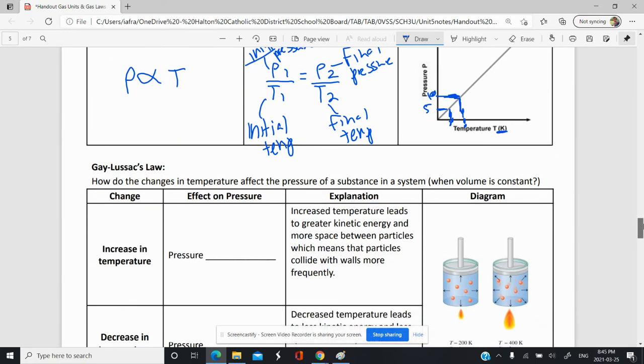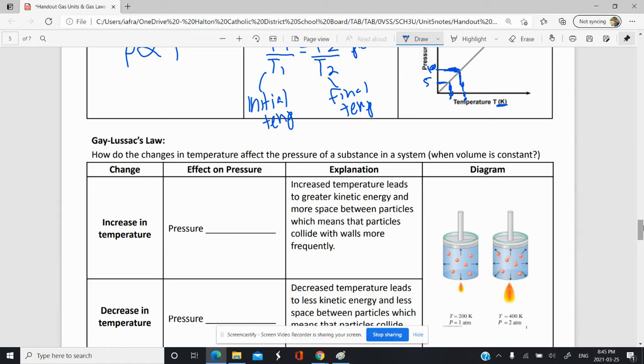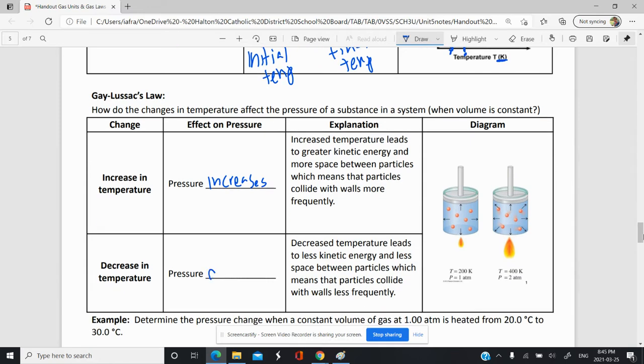So let's go ahead and explain all this with the help of kinetic molecular theory. Why is it that when you increase temperature, the pressure increases as well? And why is it that when you decrease the temperature, the pressure decreases? They go in the same direction. So if you increase temperature, you've increased pressure. If you decrease temperature, you've decreased pressure. When you increase temperature, that leads to greater kinetic energy. They're moving faster, there's more space between the particles, which means that the particles are colliding with the walls more frequently.